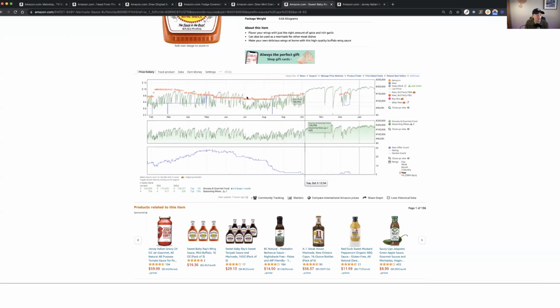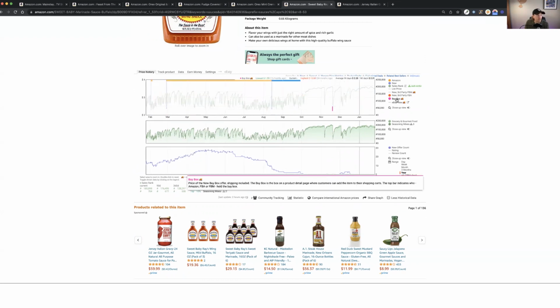There hasn't been a buy box that we can see in this past year. It's always been these orange triangles. Now, these orange triangles are your FBA seller prices. It does show that there's a buy box, but not in this last year.